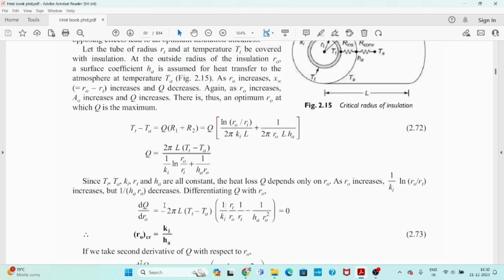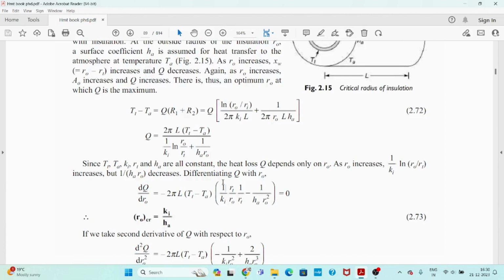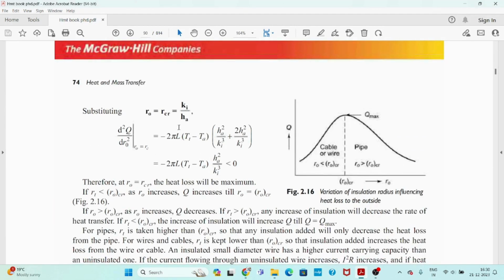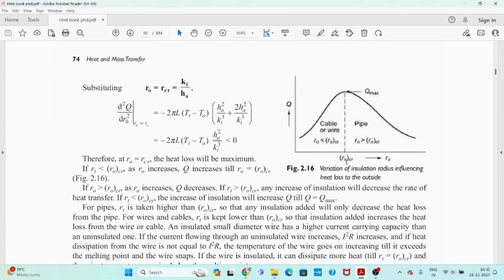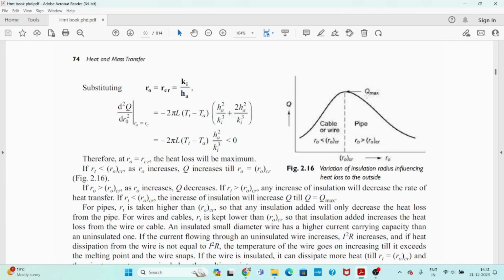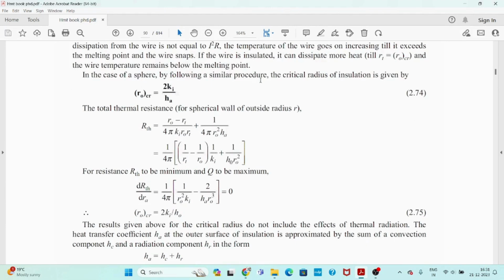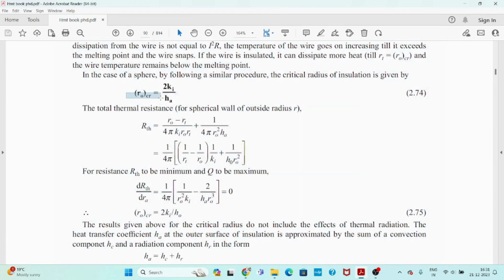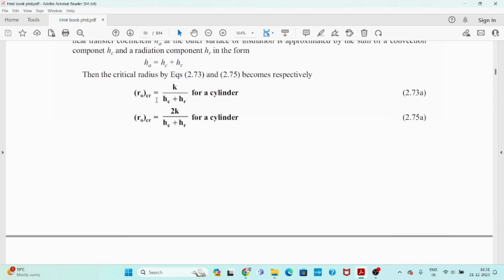In case of cylinder, r is equal to k by h, and in case of sphere, you will also see here the critical radius of insulation and Q maximum. At critical radius of insulation, Q will be maximum. Please remember this. In case of the spherical one, you can use 2k by h. Remember both equations, k by h and 2k by h. These two are important things.